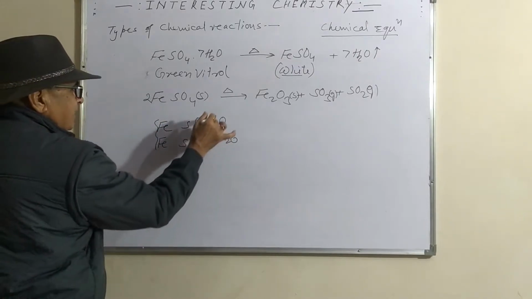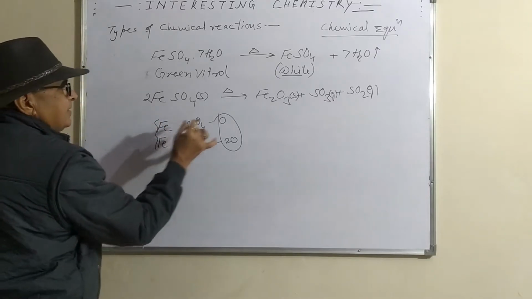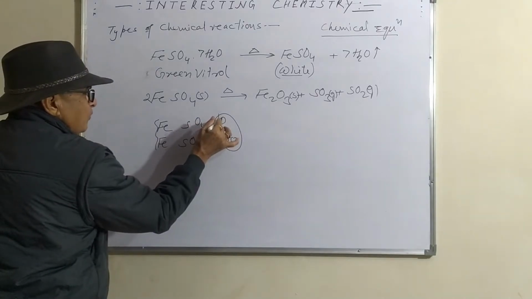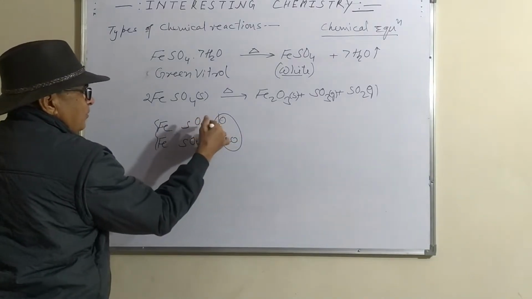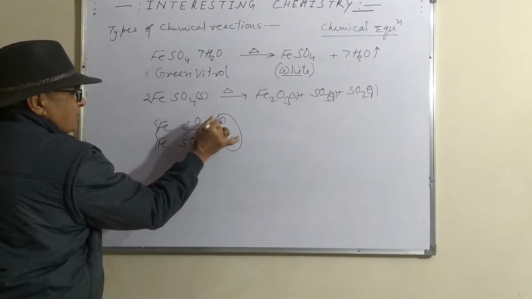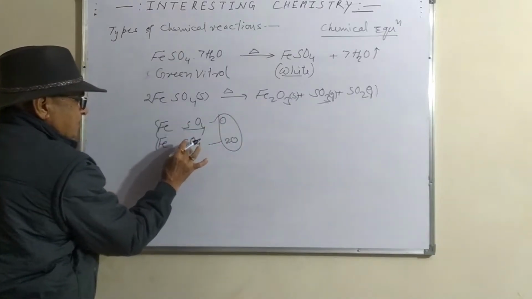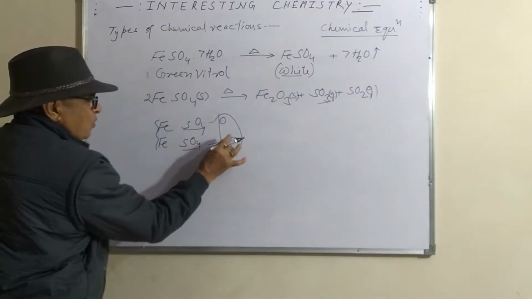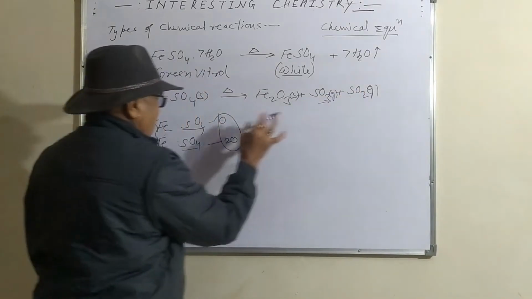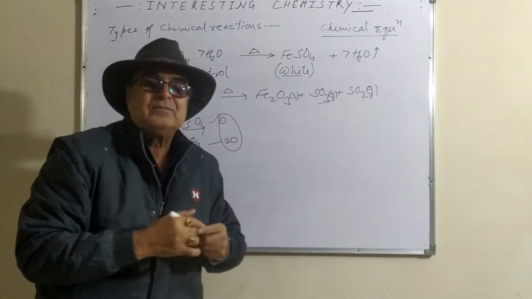So this will be 3 oxygen combined with the Fe, then Fe2O3. Now when one oxygen is released from SO4, when SO4 loses 1 oxygen, it will be converted into SO3. When this SO4 loses 2 oxygen, then it will be SO2. So this is your extra work to understand the chemical equation.